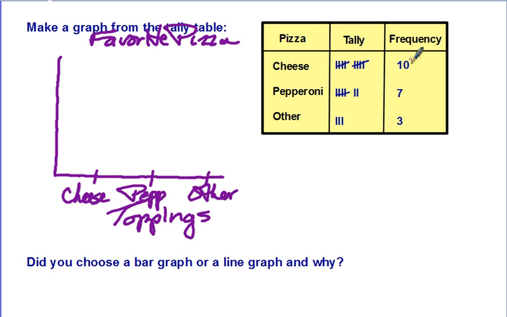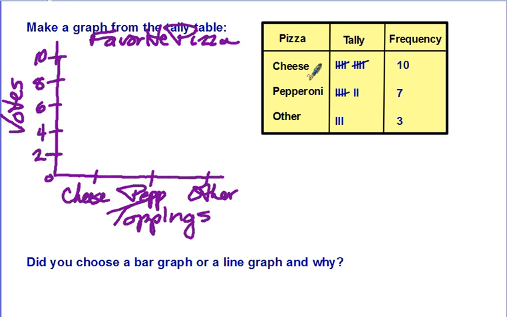Okay, now looking at our numbers, we need to go up to 10. So let's count by 2s. Make sure your marks are even. 2, 4, 6, 8, 10. This is always 0 right here. So let's go ahead and number 2, 4, 6, 8, 10. This is your y-axis, remember. Now you need to label your y-axis in addition to just the numbers. So I would call that votes.